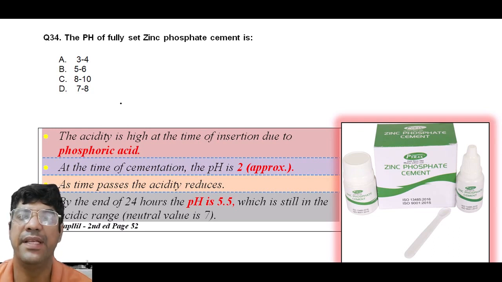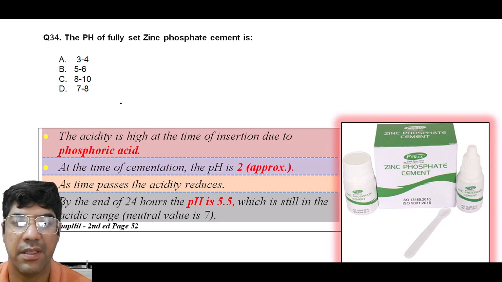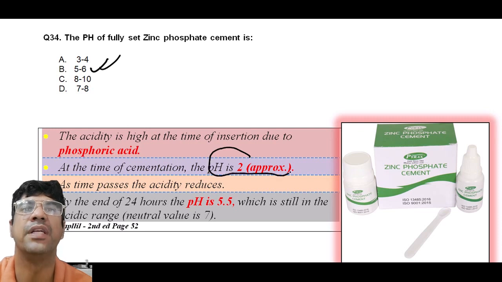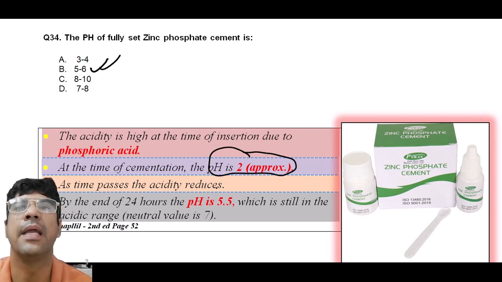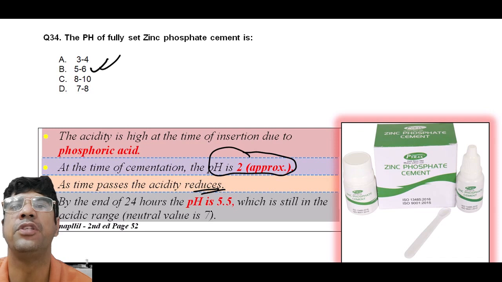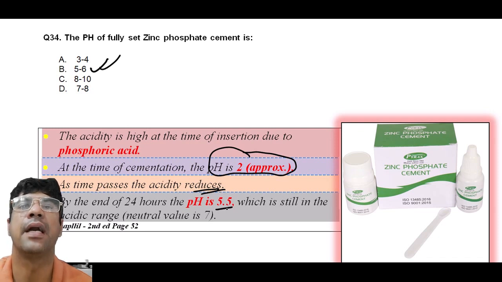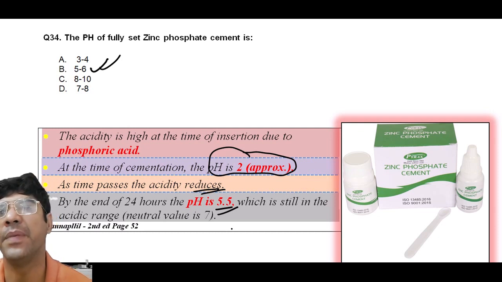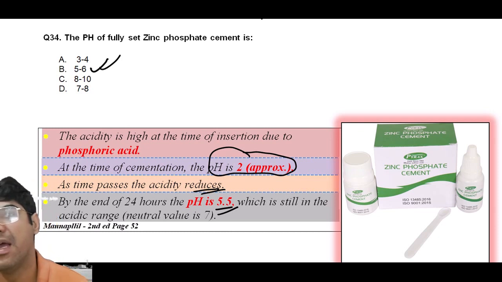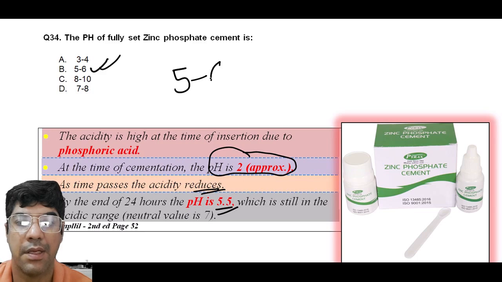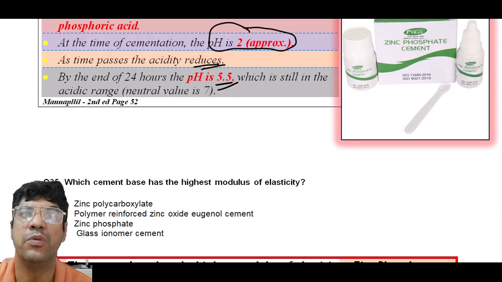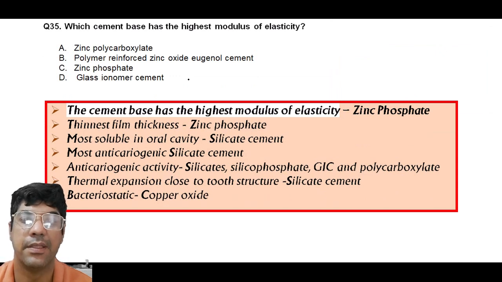The pH of fully set zinc phosphate cement is in the range of 5 to 6. So at the time of cementation, the pH is approximately 2. As time passes the acidity reduces, and by the end of 24 hours, the pH is 7.5. So it is around 5 to 6. Remember that.